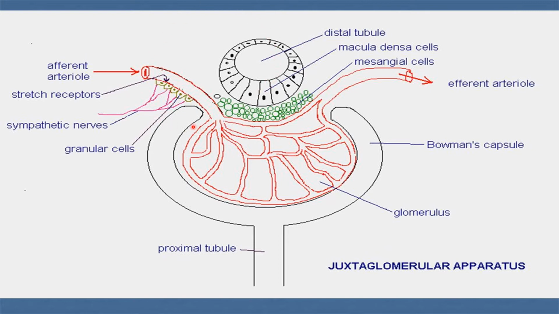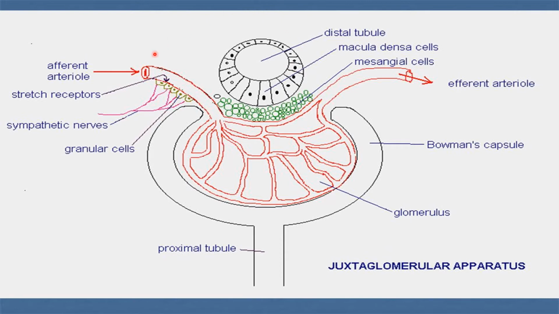We will discuss the very important structure, the juxtaglomerular apparatus. This is a distal convoluted tubule. These are the specialized cells in the distal convoluted tubule, known as macula densa cells. These are the mesangial cells, the supporting cells, and there are specialized smooth muscle cells in the efferent arterioles, the juxtaglomerular cells. These cells produce a substance known as renin.